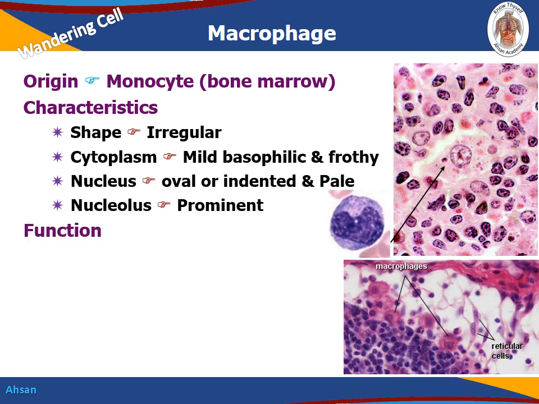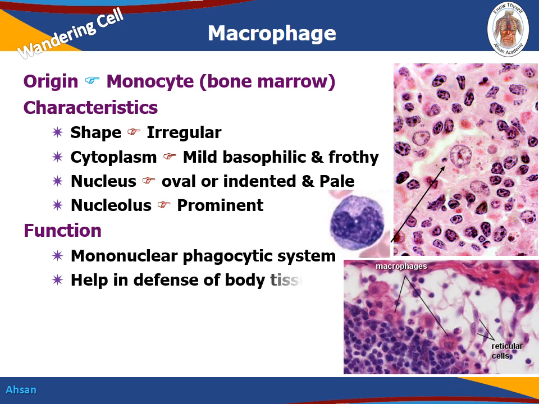Nucleoli are very prominent. These are members of the mononuclear phagocytic system, meaning one nucleus is there, but the cells are responsible for phagocytosis and are present in different parts, like the liver contains one type, the lung contains one type. So there is a series of cells in different parts. Connective tissue contains these macrophages as one representative of the mononuclear phagocytic system. So it helps in defense of the tissue, so the defense of the body.